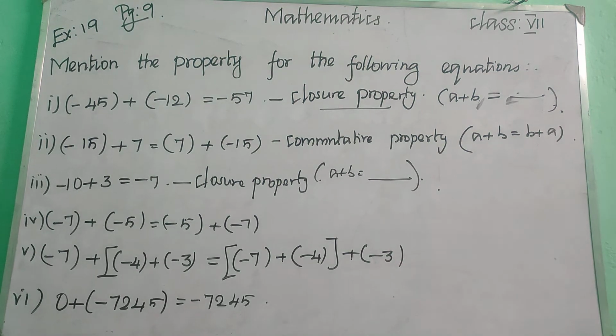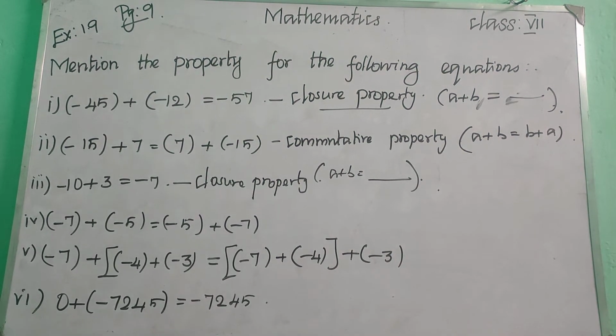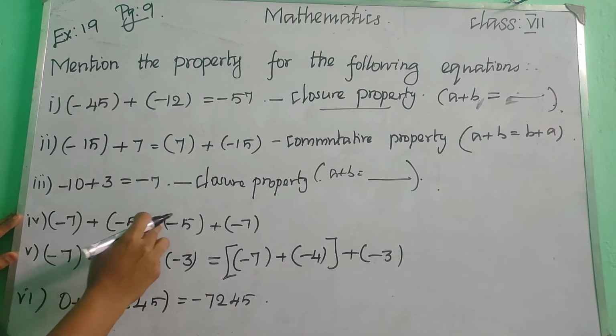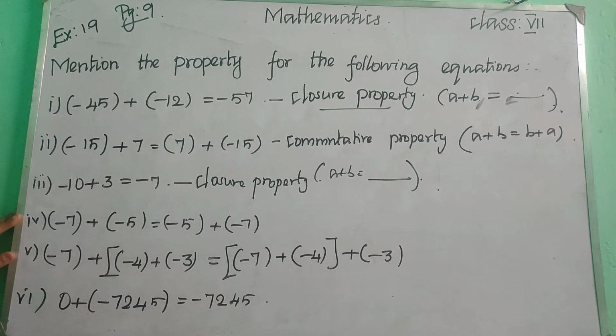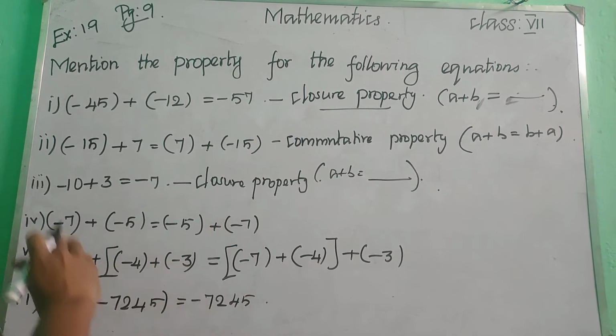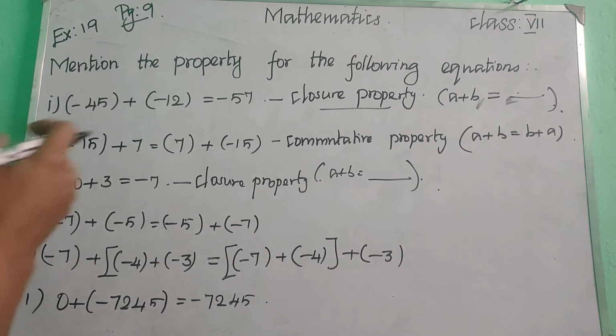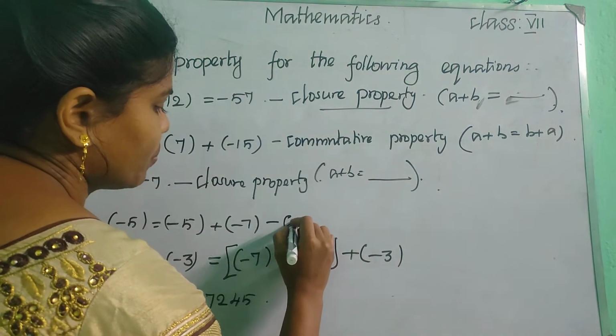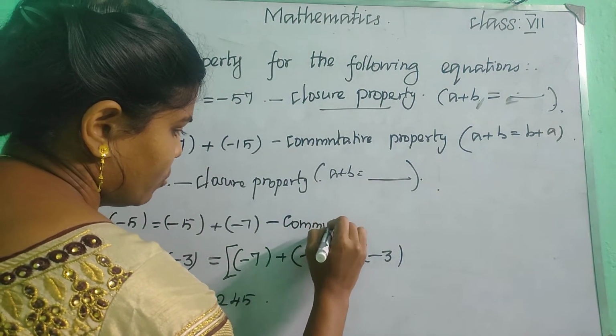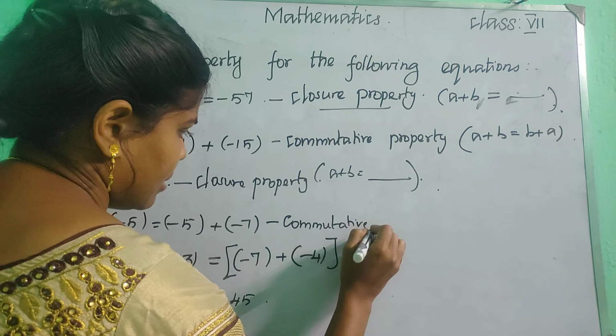The fourth one, minus 7 plus minus 5 equal to minus 5 plus minus 7. See, we have the same integers but in different order, right? So we can say it is a commutative property, that is A plus B equal to B plus A. So commutative property.